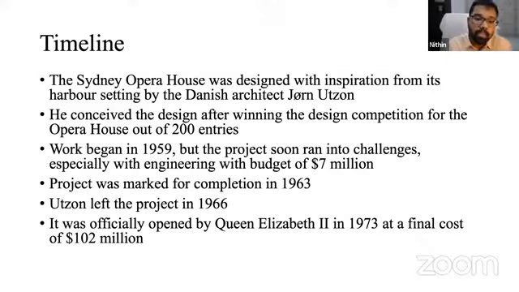The problem was that Utzon's initial ideas were left out. The new architects and engineers brought in their own concepts when they completed the Sydney Opera House. It was completed in 1973 and opened by Queen Elizabeth II. The final cost went from 7 million to $102 million.